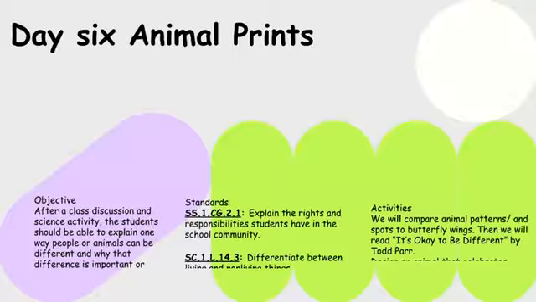For the following Monday, we'll use the standard about explaining students' rights and responsibilities at school, as well as the science standard about telling living things apart from non-living things. The objective is, after our class discussion and science activity, students will explain one way people or animals can be different and why that difference is important or special.